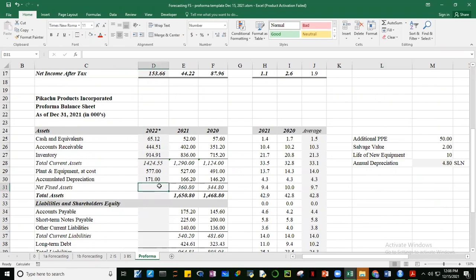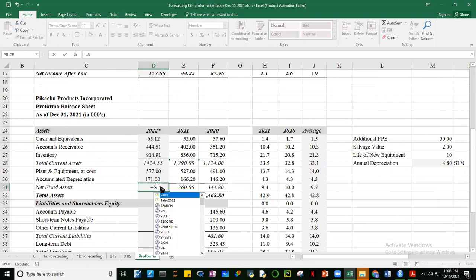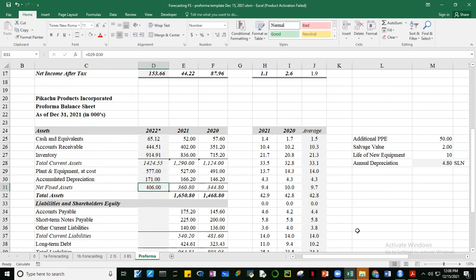And therefore your net fixed assets is equal to plant and equipment minus accumulated depreciation. There. So that's our net fixed assets. Okay, naka-itals din. Yung mga subtotals naka-itals. Okay, therefore our total assets will be the sum of your total current assets, comma, net fixed assets. There.